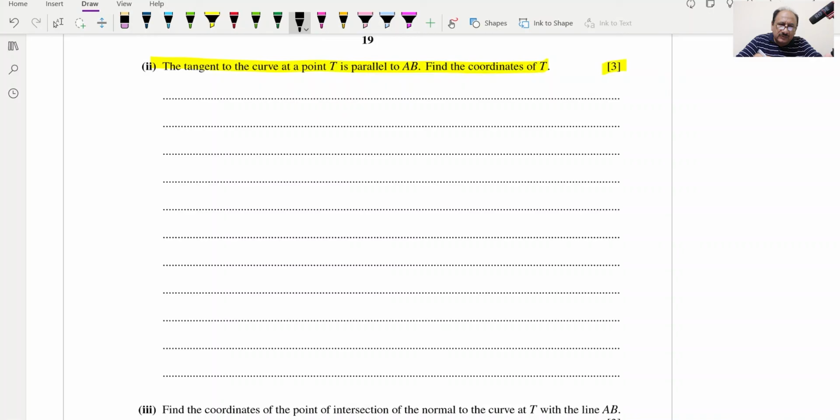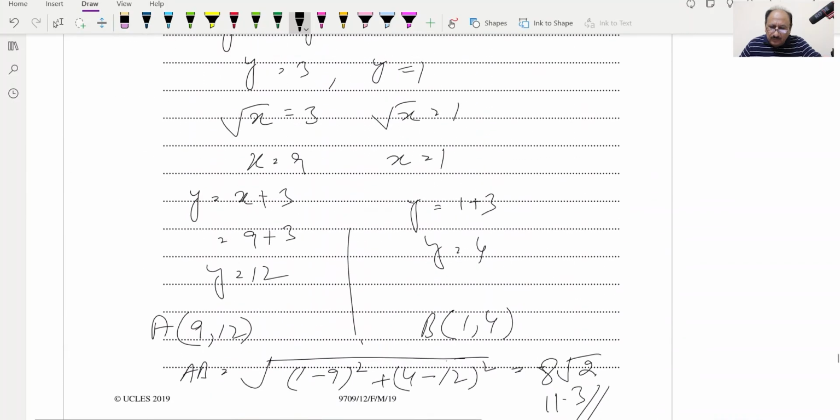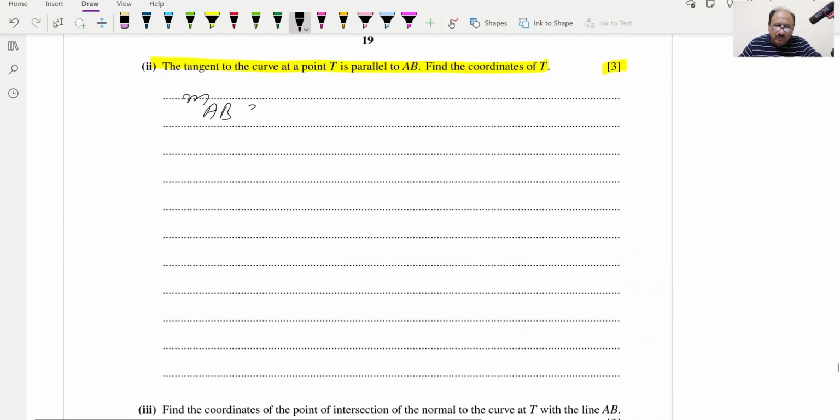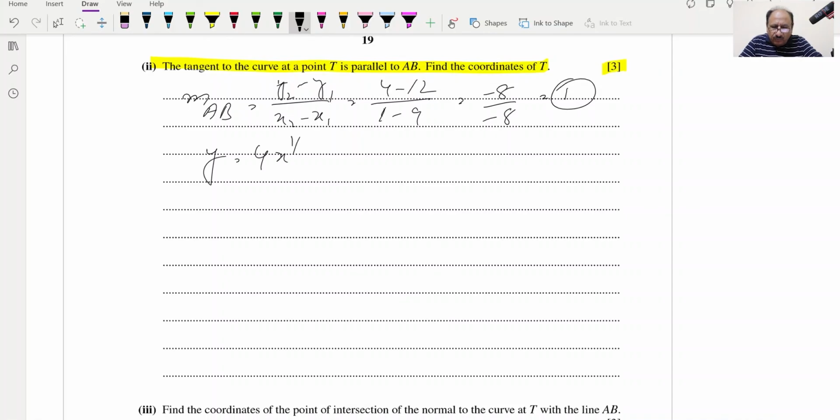This is 3-mark question. And gradient of AB will be what? Gradient of AB, we have AB points, so we can find this one, y2 minus y1 over x2 minus x1. This will be equal to 4 minus 12 over 1 minus 9. This will be equal to minus 8 over minus 8, which is equal to 1. So gradient is 1. Now y is equal to 4x raised by 1 by 2.